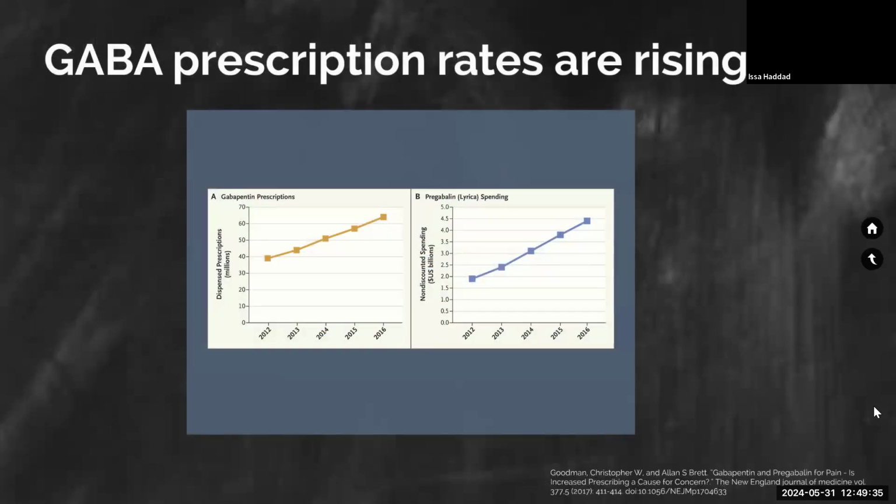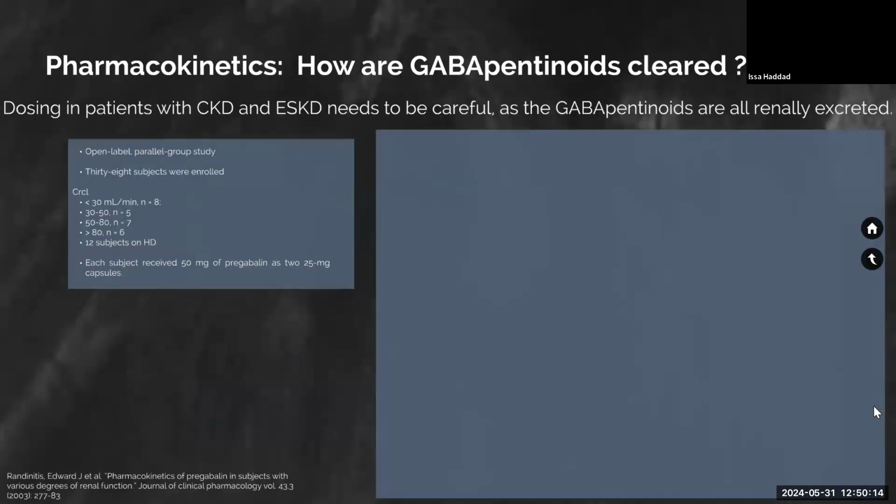Also, gabapentinoids are rising in prescription. Many patients are now on gabapentin. Some people are on hefty doses, like 1,200 3 times a day. So it has been rising. Actually, this shows that almost 65 million prescriptions were prescribed in 2016. And this was just showing pregabalin, which is more expensive than gabapentin, and that's why we don't see it as much, because not everyone can afford it. Billions of dollars are being spent on those prescriptions.